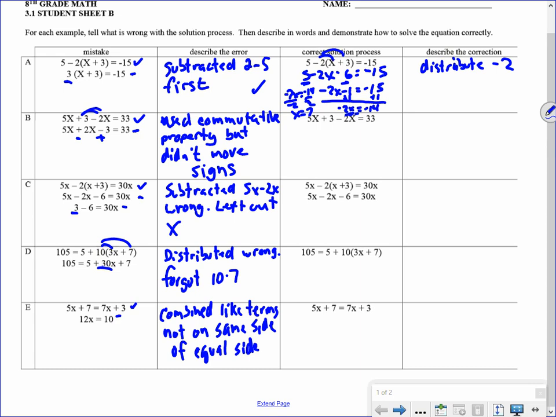Okay. So in part B, what is our correction? Because the error they made was they used the commutative property incorrectly, right? They forgot to move the sign. So how do we correct that? Right? So if we use the commutative property correctly, right? The signs have to go with it, like that, right? So we use the commutative property correctly.